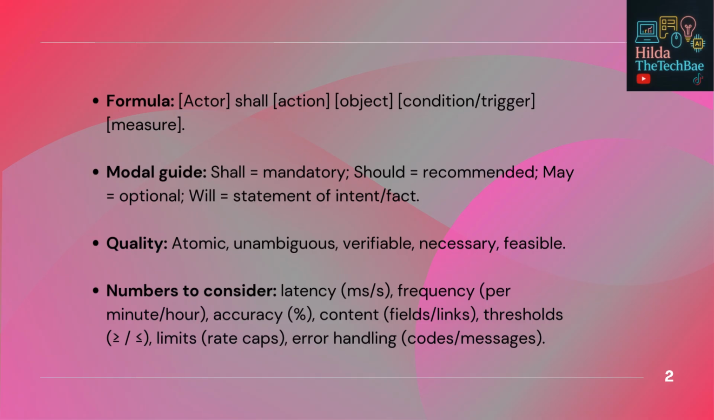Latency could be less than 2 seconds to display status. The rate could be max 100 requests per minute. Accuracy could be matching 95% precision. Content could be an email link that includes location and checklist link. Threshold limit could be trigger alert when inventory is more than one for selected SKU plus size. And then error handling could be return HTTP 400 with code invalid input when fields are missing.